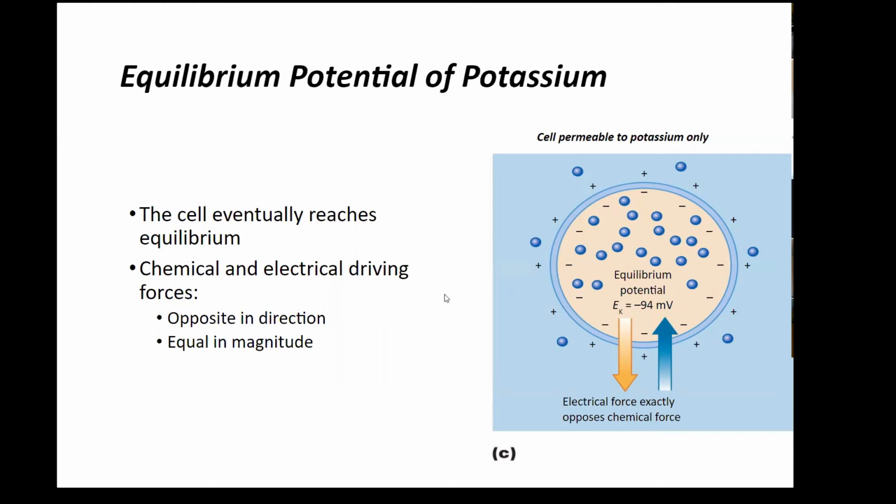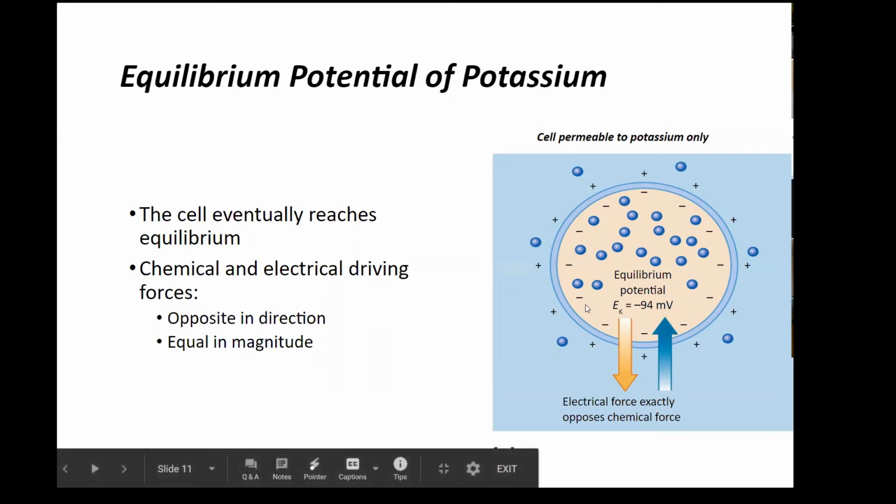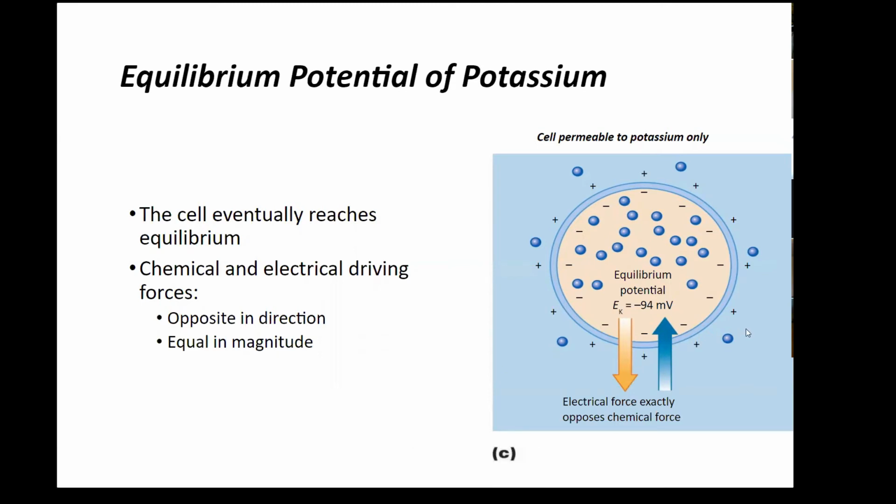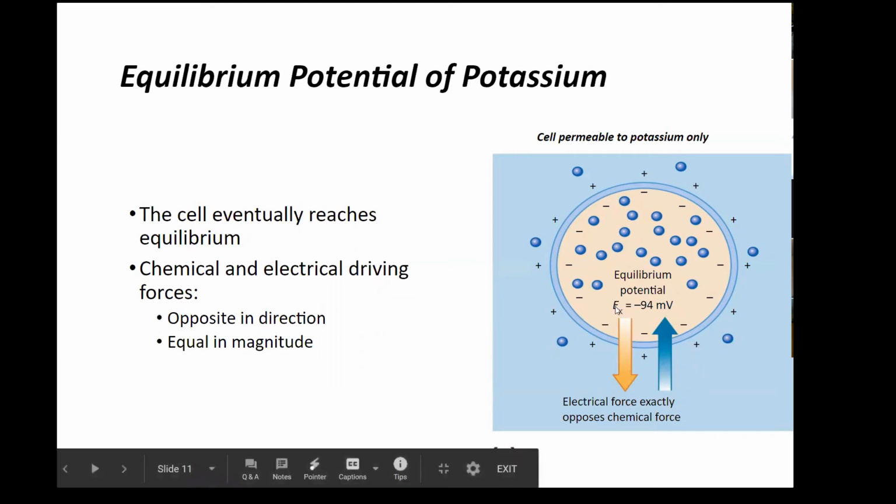So that's what we see here in this image. We see the chemical force, that's our yellow one. We see the electrical force, that's this blue one. We see that they drew those arrows the same size, but in opposite directions. So that's because the forces are the same magnitude, but opposite directions, which means we're at our equilibrium potential. The equilibrium potential for potassium happens to be negative 94. So that's how negative the cell has to get in order for this electrical force to get big enough to make up for this chemical driving force.